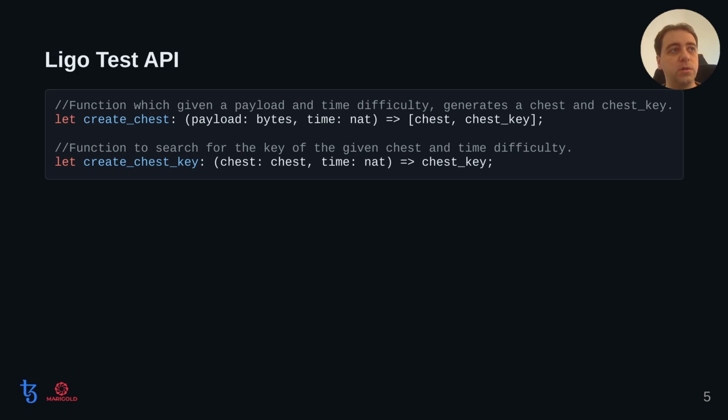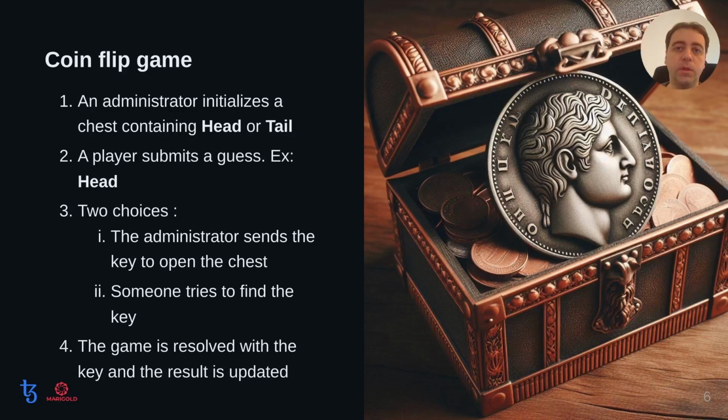There is another function to search for a key. If you are not the creator of the chest, you don't have the key, so you can search for the key of the chest. You give a chest as parameter and the time difficulty, and it returns after a certain time. That's the goal, to waste time searching for the key. It returns a chest key that you will use after to open the chest or prove that you can open the chest.